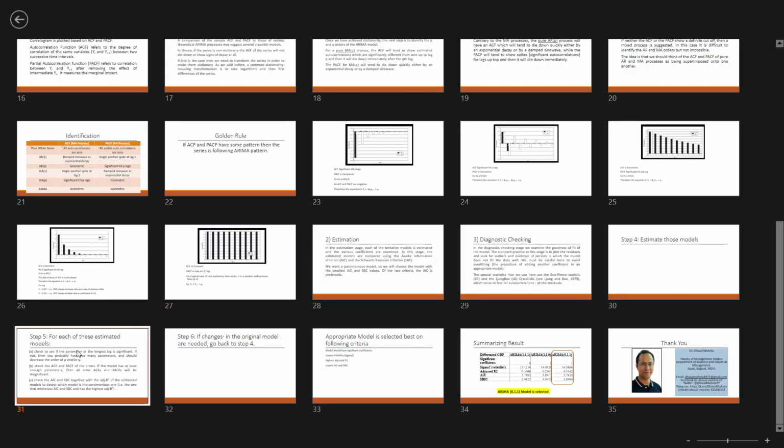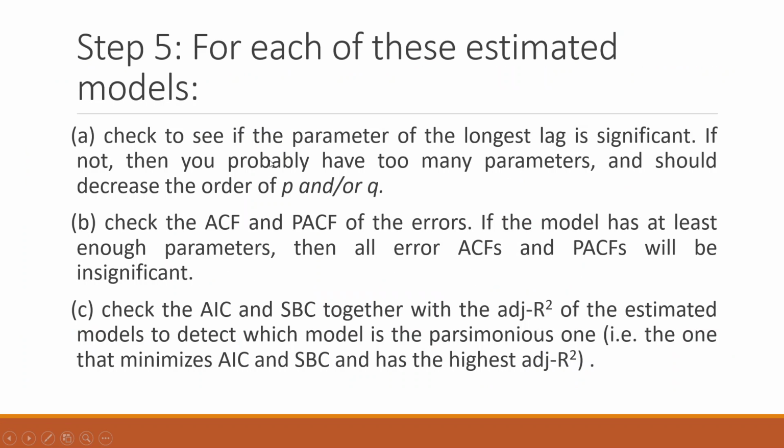Now for each of these models which you have estimated, check whether the parameter of the longest lag is significant. If not, then probably you have too many parameters and should decrease the order of P or Q in the model. Check the ACF and the PACF of the errors. If the model has at least enough parameters, then all the errors' ACF and PACF will be insignificant.